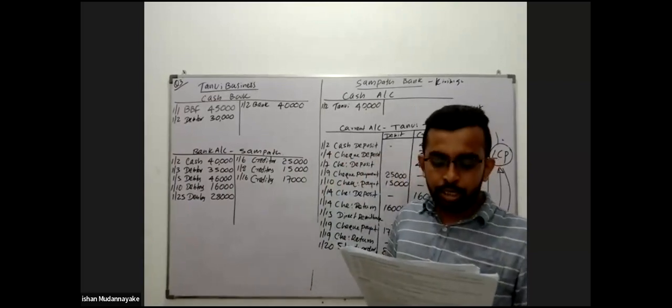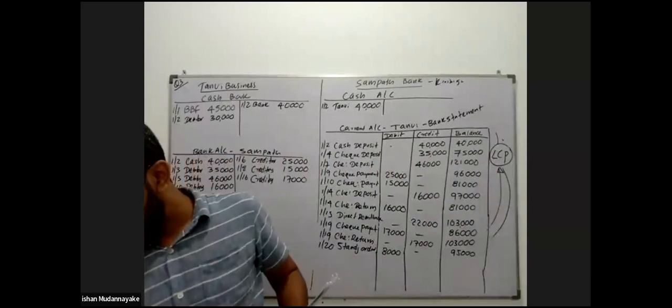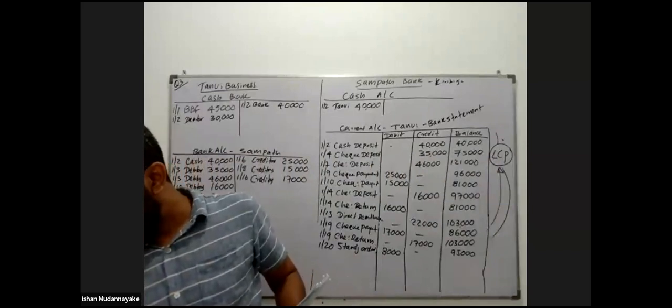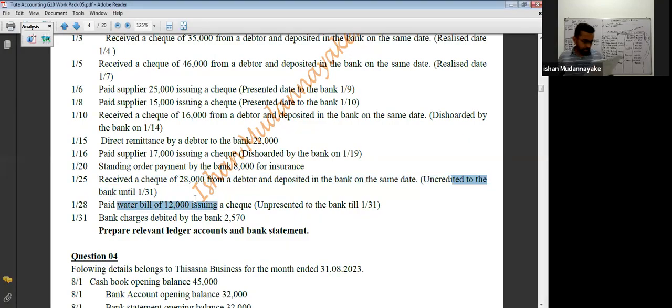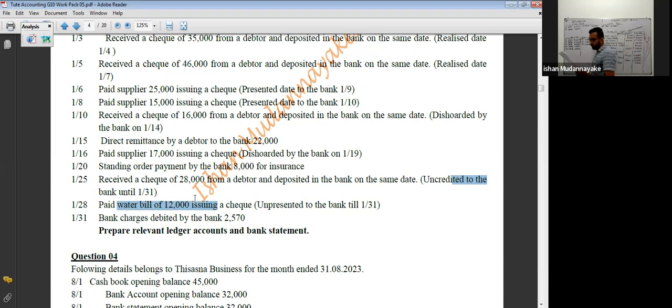Right, now the next transaction, 28 January. Look at the 28 January transaction. Paid water bill of 12,000 by issuing a check, but unpresented to the bank till 31st January.